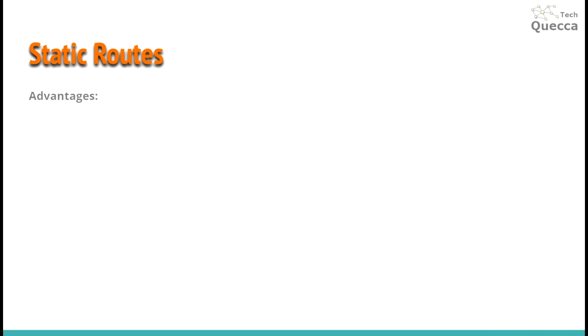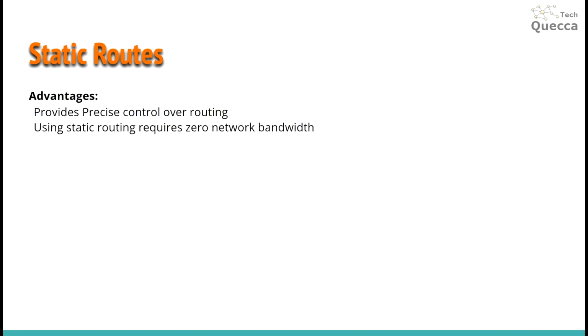There are some advantages of using static routes. First, it provides precise control over routing. Whichever route you want, you can do it manually and achieve the result you require. There is also a second advantage. Using static routes requires zero network bandwidth. Comparing, for example, static routes to a dynamic routing protocol like OSPF, OSPF requires some network bandwidth to exchange hello packets or LSAs between routers. There is no such network bandwidth consumption in static routes.